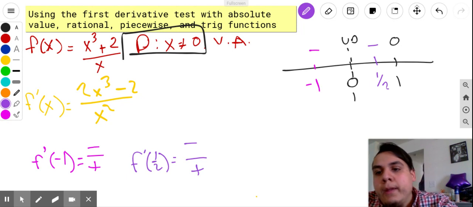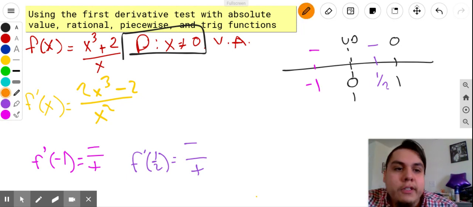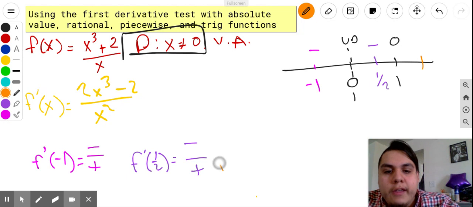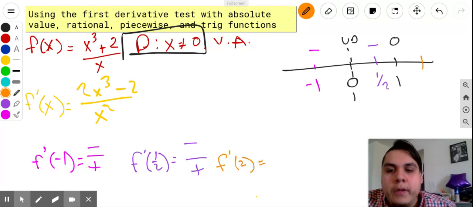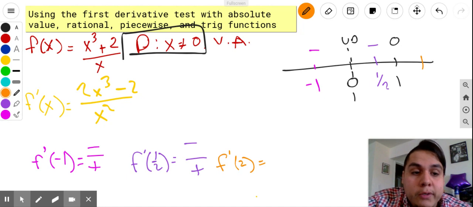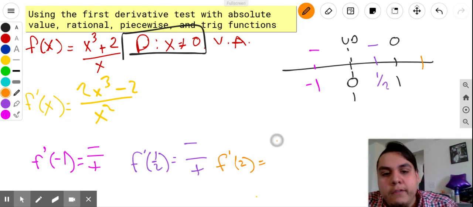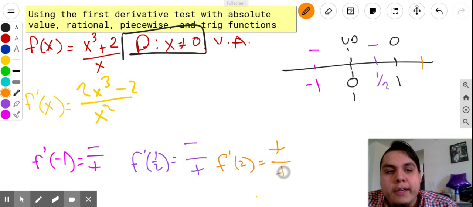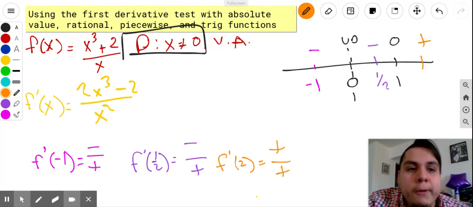All right. And let's test out something greater than 1. So let's say f prime of 2. So 2 times 2 to the third is going to be something bigger, like 16. 16 minus 2 will be a positive number divided by a positive. So that's going to be positive right there.